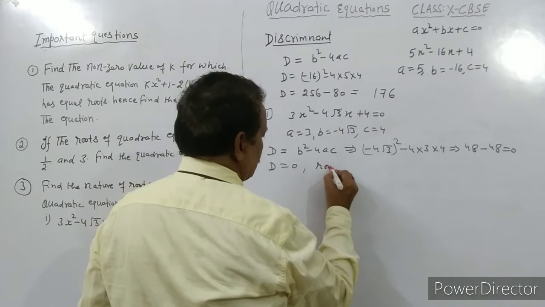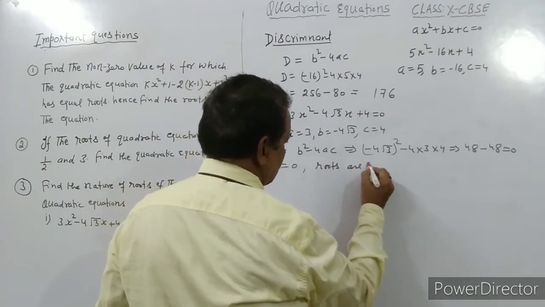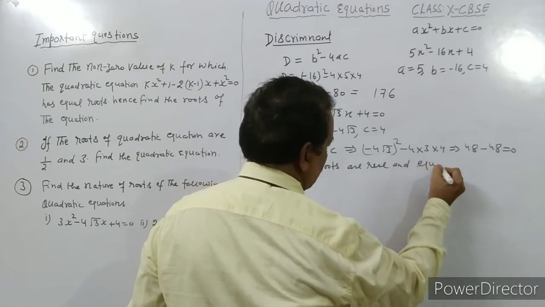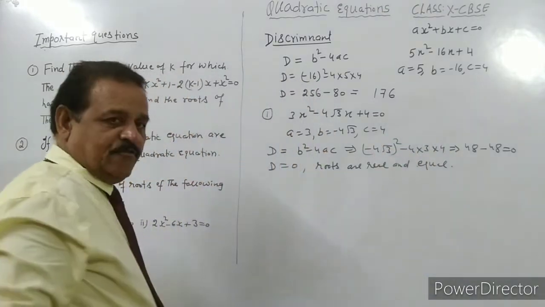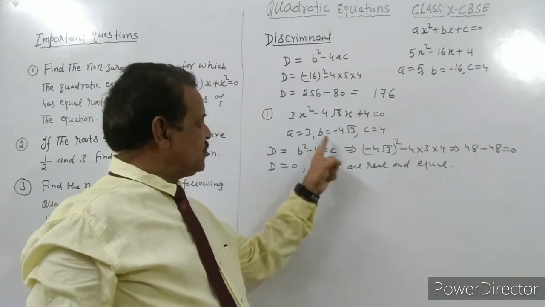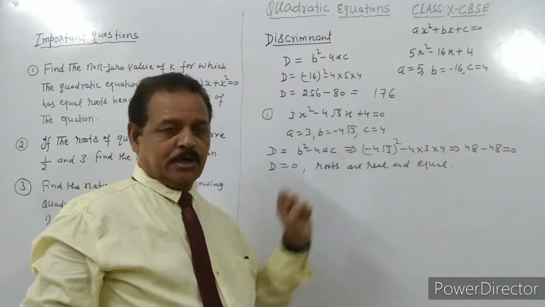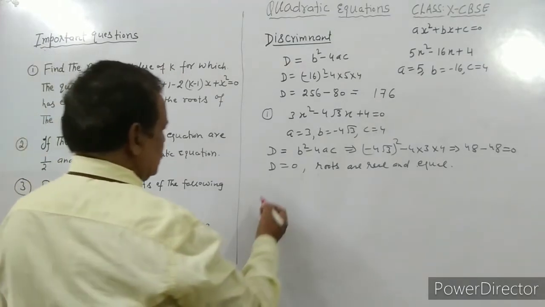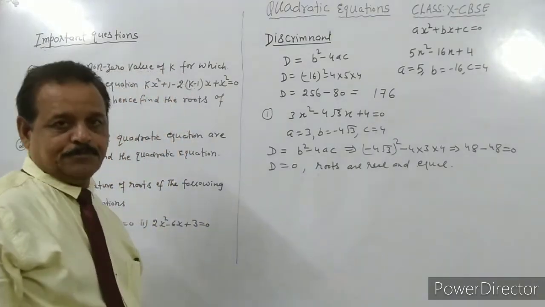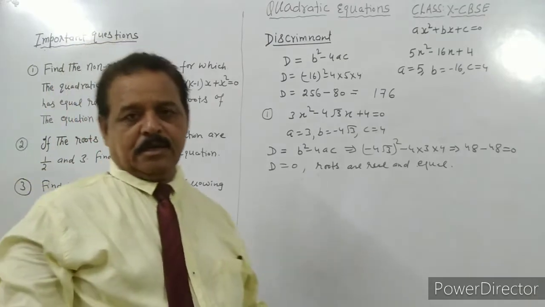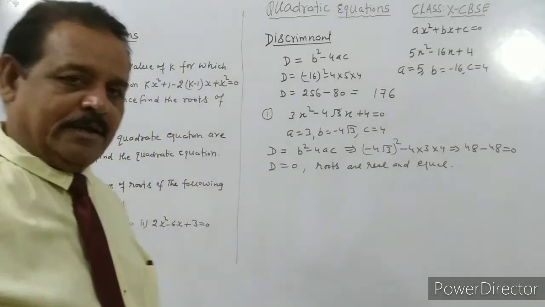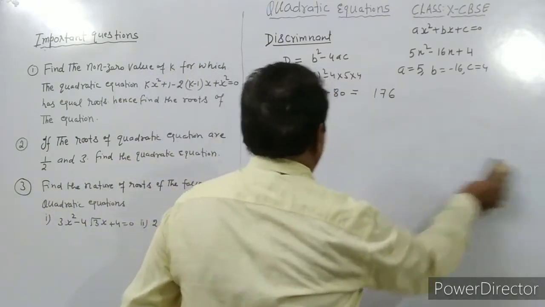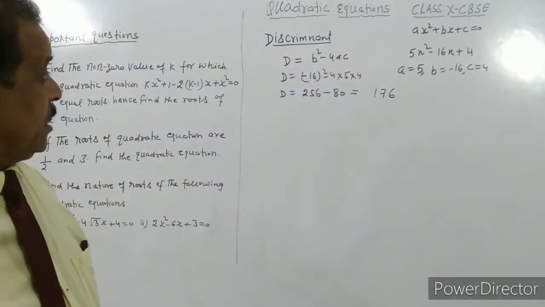Discriminant is 0, so the roots are real and equal. We can find these roots by the factorization method, or by the quadratic formula, or by the completing the square method. So this is the case of equal roots. We can find the nature of roots for any question like this. Okay, now let's move ahead.